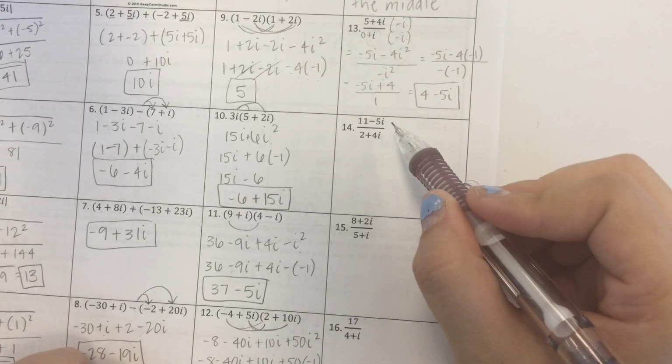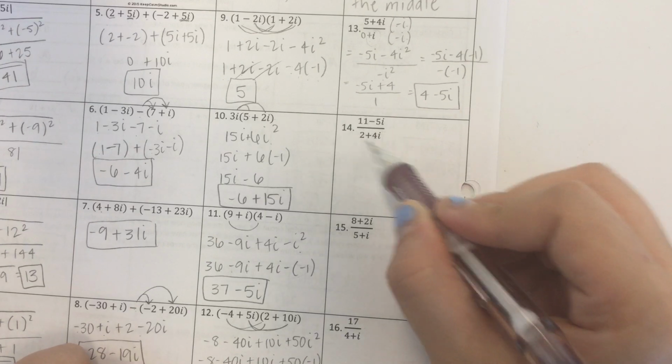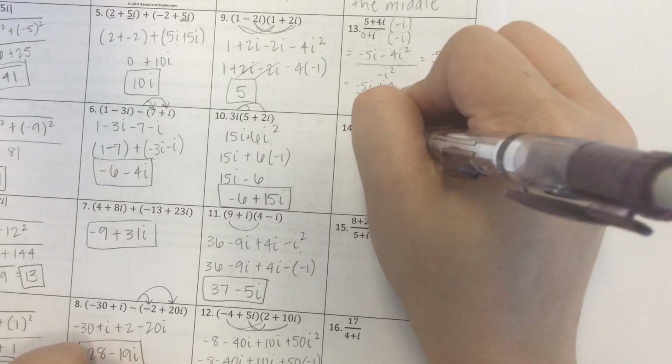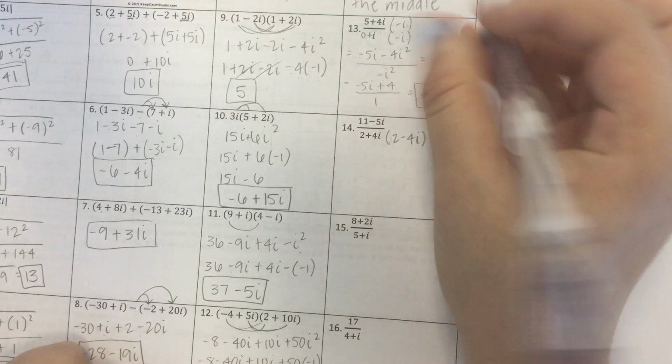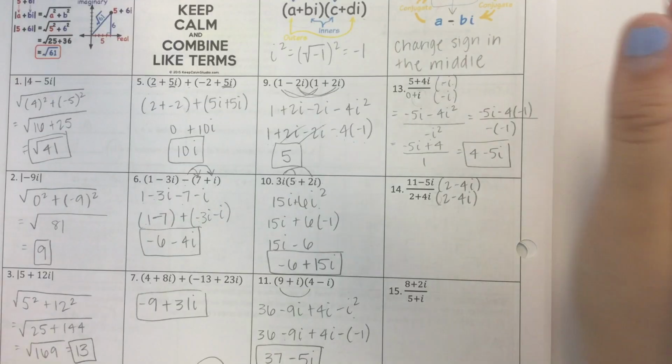Okay, 11 minus 5i divided by 2 plus 4i. We're going to take the conjugate of the denominator, which is going to be 2 minus 4i. Multiply it on the bottom and the top. And then we just FOIL like we did over here.